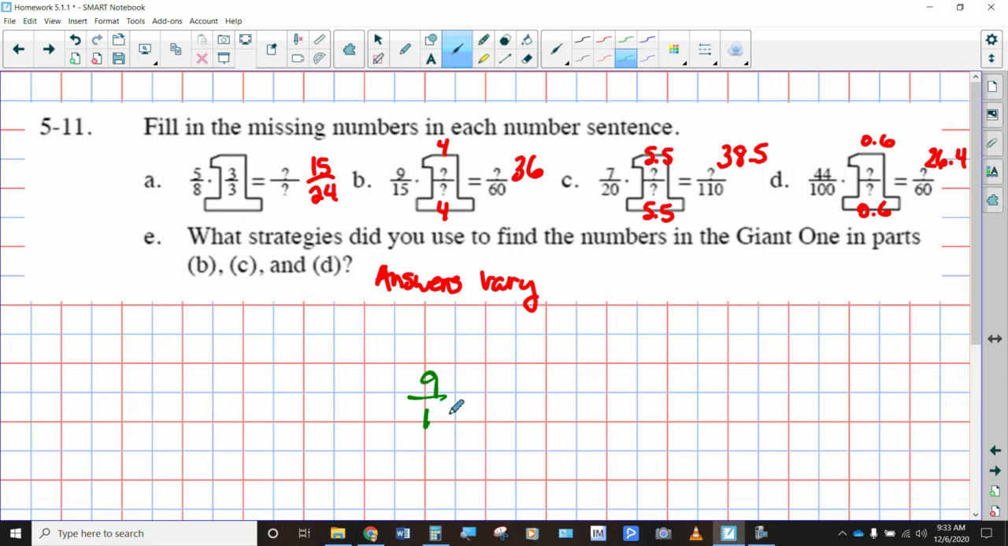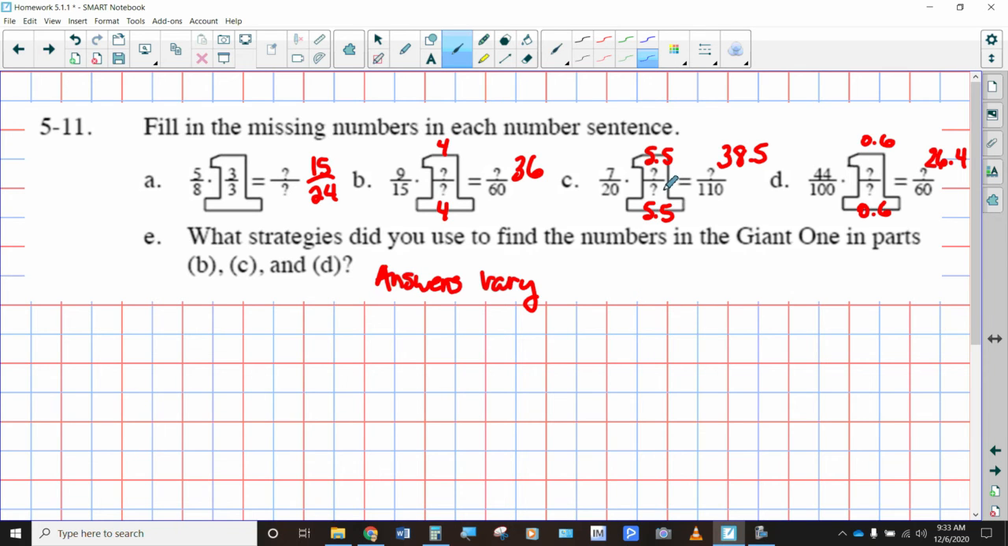If you have 9 over 15, and we're trying to figure out what our missing number is out of 60, you need to figure out what is your giant 1 that you're going to multiply times this fraction to give you this equivalent fraction. In this case, it looks like 15 times 4 is equal to 60, so we will multiply 9 times 4 to give us this answer, which is 36. There's your 36 right there. So this is what we do when we use proportional reasoning, and we're able to find a giant 1.